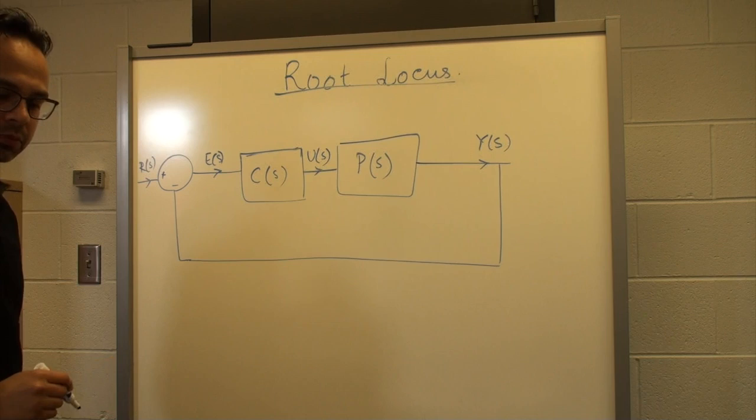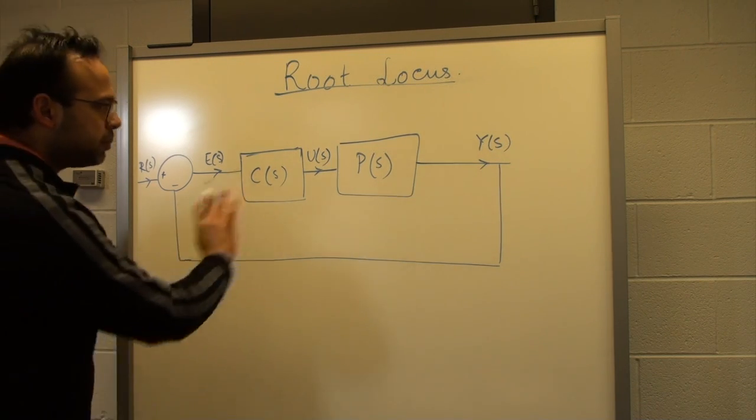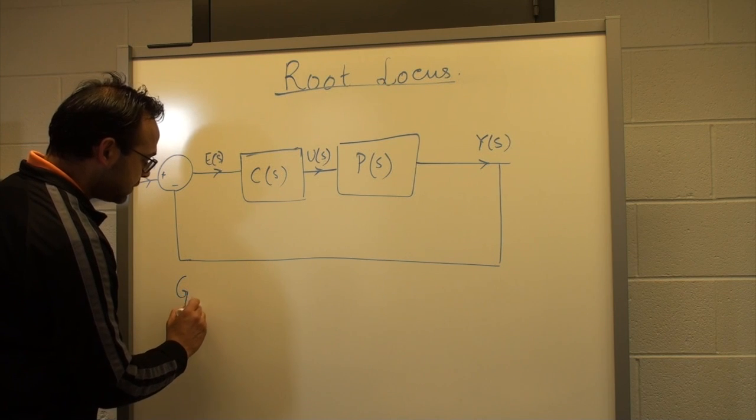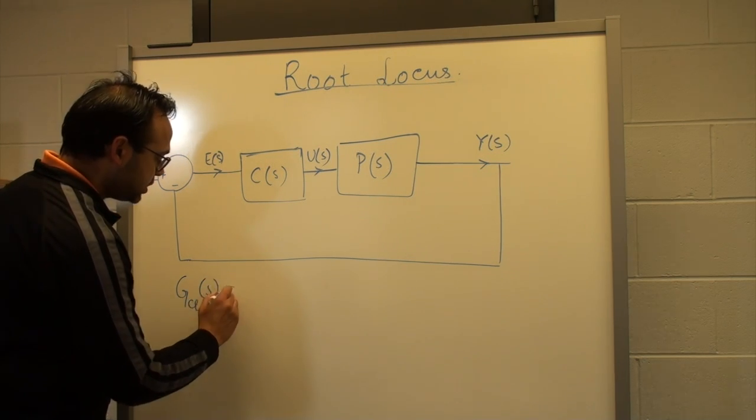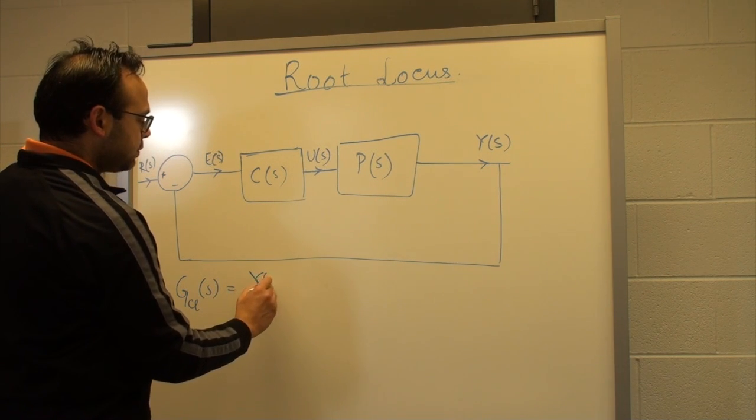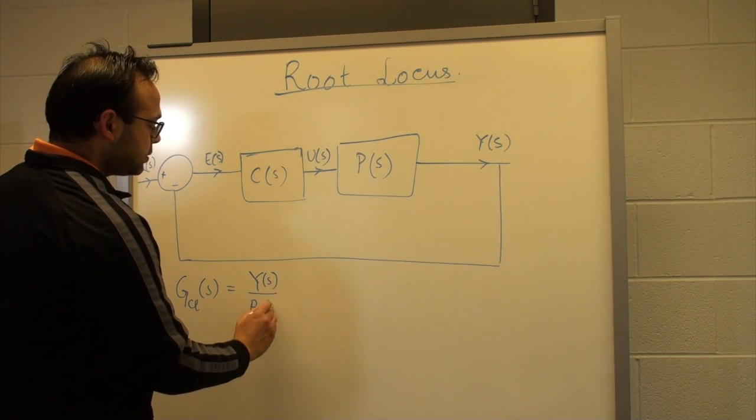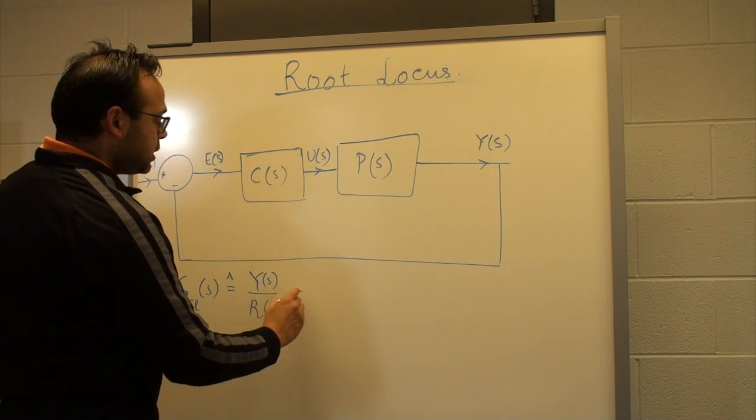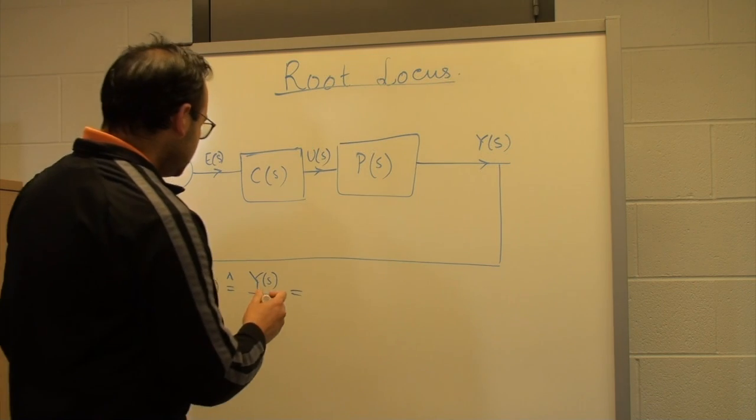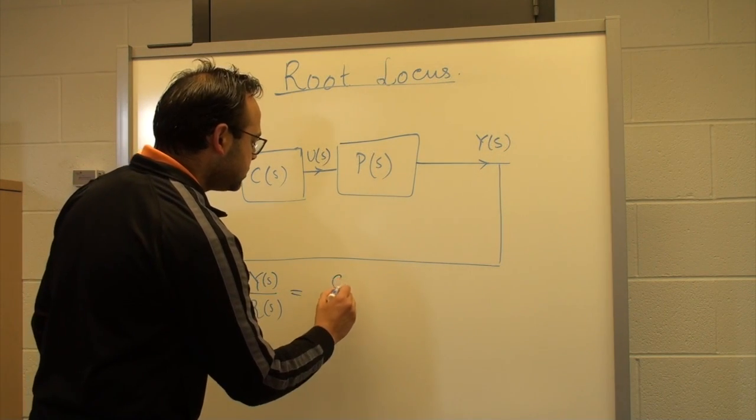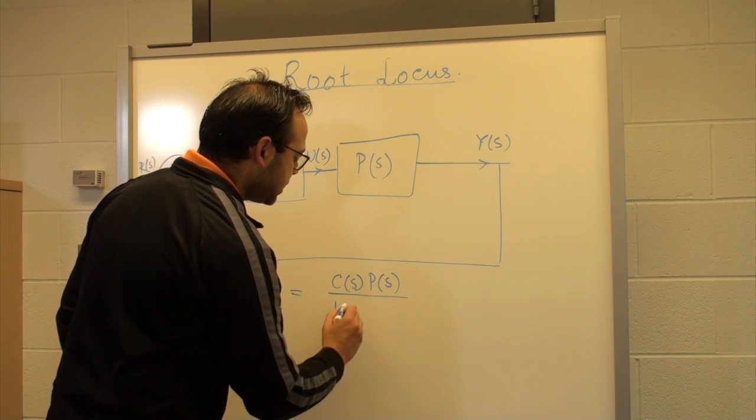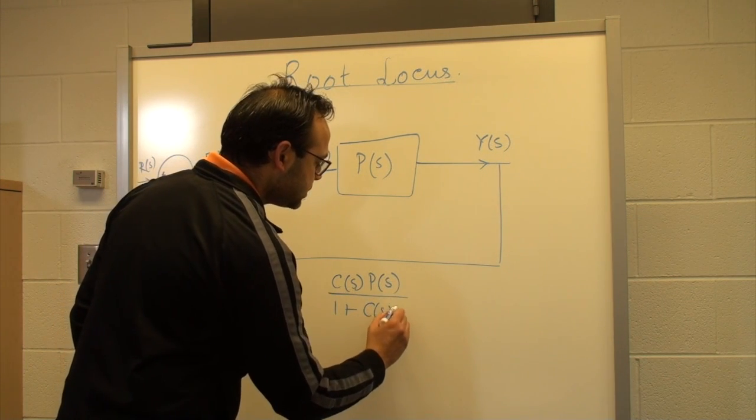input, right? So you know from basic loop analysis that the closed loop transfer function, which is nothing but the input-output behavior, right? It's Y(s) over R(s), this is by definition, of course. Through your basic loop analysis, you know that this closed loop transfer function is C(s)P(s) over 1 plus C(s)P(s).